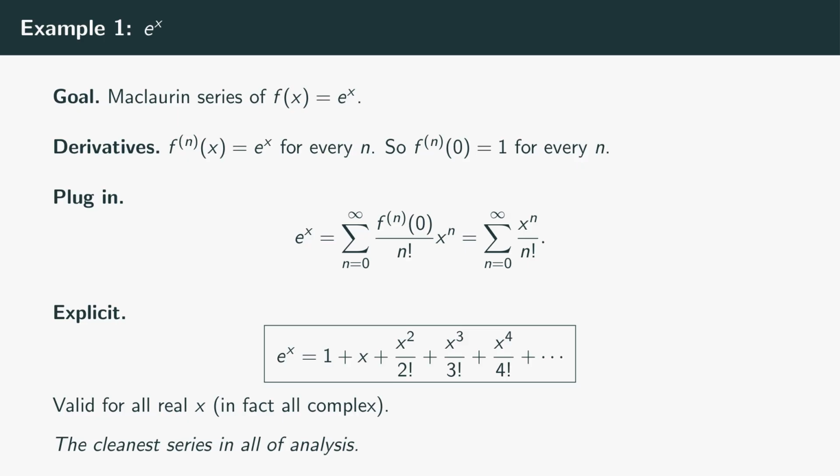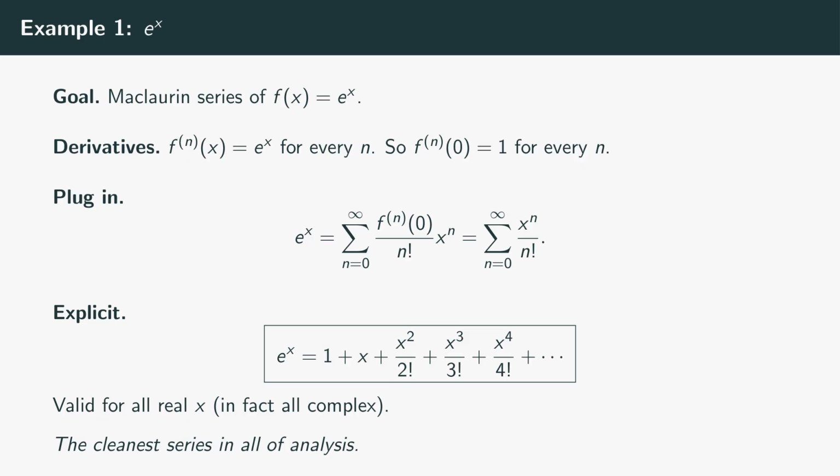Plug into the Maclaurin formula, e to the x equals the sum from n equals 0 to infinity of x to the n over n factorial. That's the series, spell it out. E to the x equals 1 plus x plus x squared over 2, plus x cubed over 6, plus x to the 4th over 24, plus x to the 5th over 120, and so on. The factorials in the denominator grow ferociously. 5 factorial is 120, 10 factorial is about 3.6 million, which is why this series converges for every real x and even every complex x.